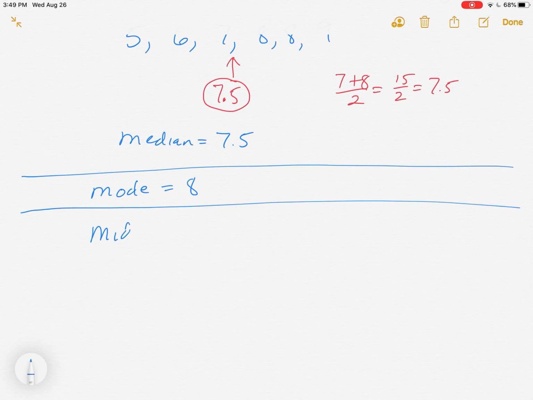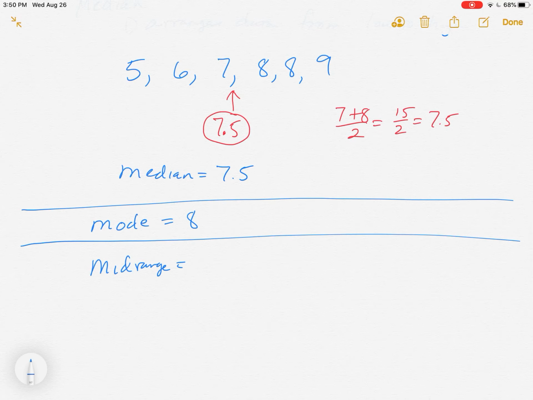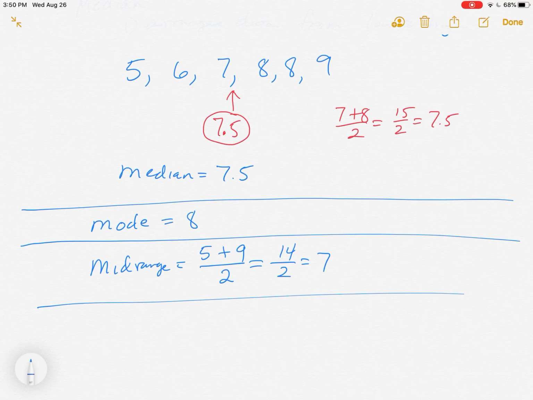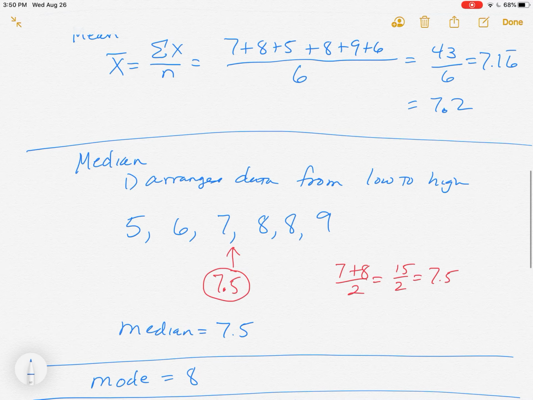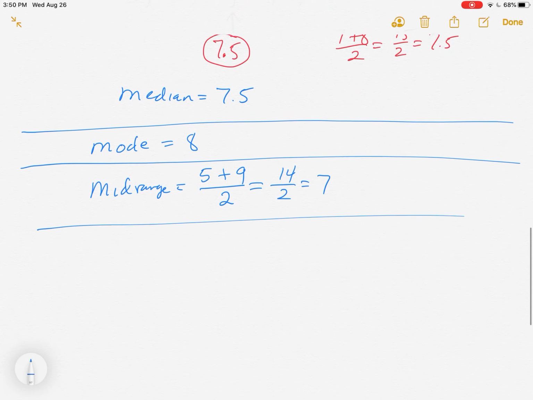And then the mid-range is the average of the high and the low. So having that arranged data really helps with this. 5 is the low one, 9 is the high one. And if you're averaging the high and the low, you're adding them up and dividing by 2. So 14 divided by 2 is 7. So the mid-range is 7, the mode is 8, the median is 7.5, and the mean is 7.2, all pretty close to one another.